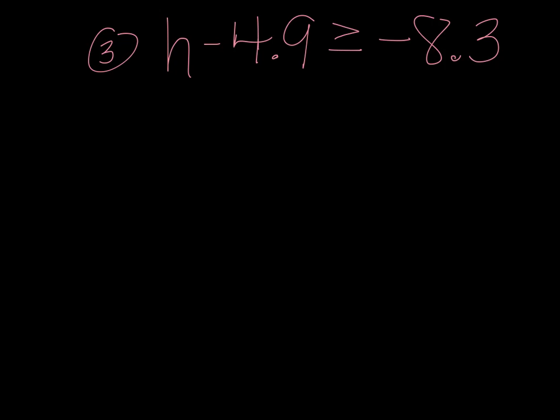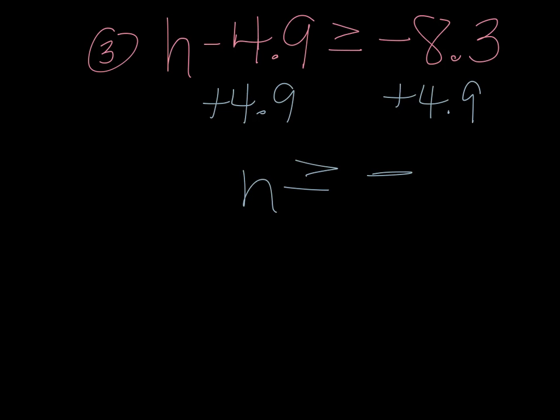Number 3 is a decimal, but it doesn't change anything. I'm going to start by adding 4.9 to both sides. H is greater than or equal to. Now I'm actually going to subtract these because my signs are different. I know it's going to be negative because I keep the sign of the greatest number. And when I subtract them, I'm going to get 3.4.